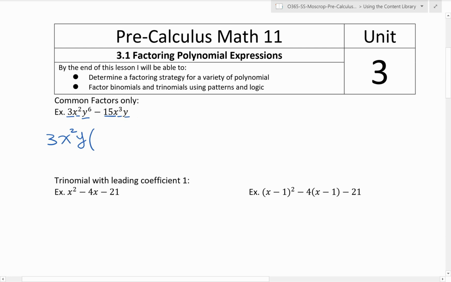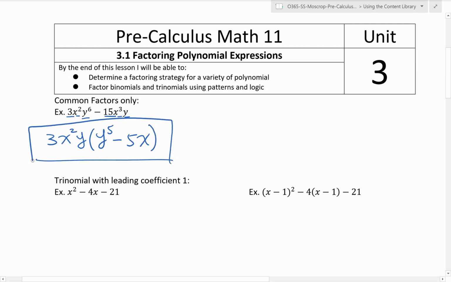Now when you factor, what you need to do is divide, right? So 3 divided by 3 is 1, x squared divided by x squared is 1, y to the power of 6 divided by y is y to the power of 5, minus 15 divided by 3 is 5, x cubed divided by x squared is x, and then y divided by y is just 1, so we don't need to write it, and that's it. This is the factored form. So this is how you do it if there is only a common factor.